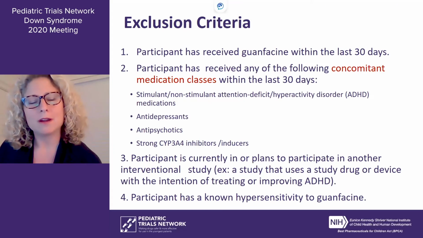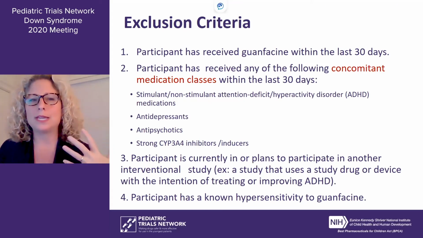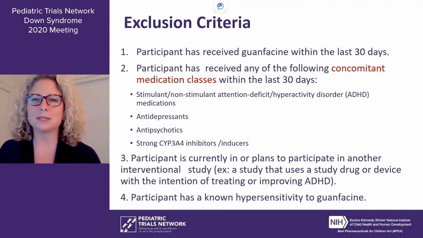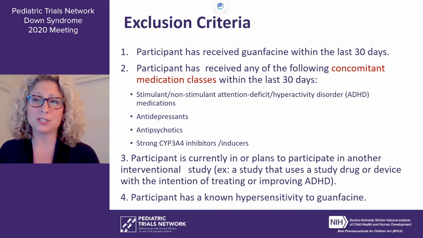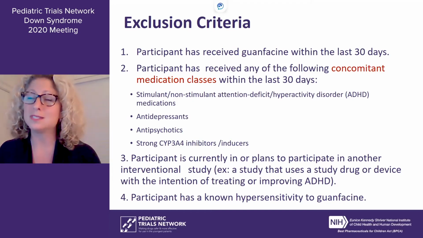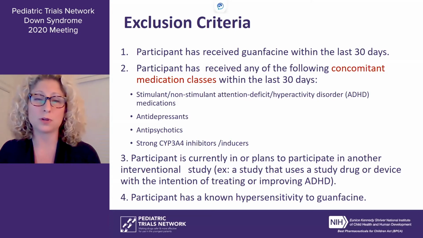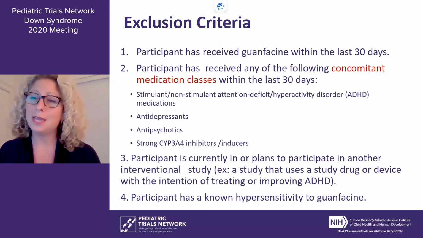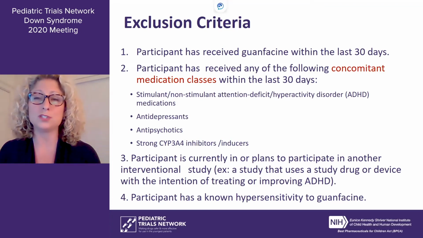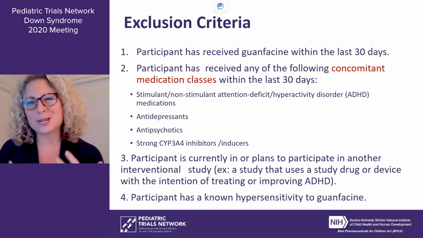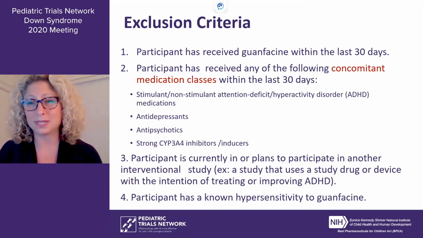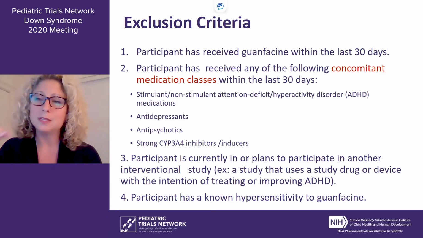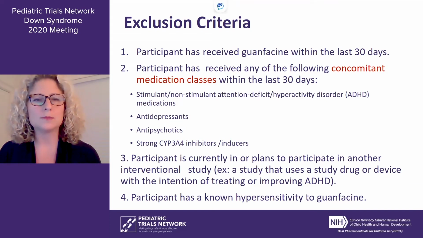The exclusion criteria are extensive, and I'll try to go quickly. We'd like to exclude participants who've received guanfacine in the last 30 days, or if they've been on what we call concomitant medications or other medications in several of these subclasses. So stimulants, so we're trying to exclude patients who are currently on stimulants within the last 30 days, antidepressants, antipsychotics, or patients who are on strong, what we call cytochrome P3A4, which is a drug metabolizing enzyme, strong inducers or inhibitors, because guanfacine can interfere with that drug metabolizing enzyme. And we have listed examples of that in the protocol.